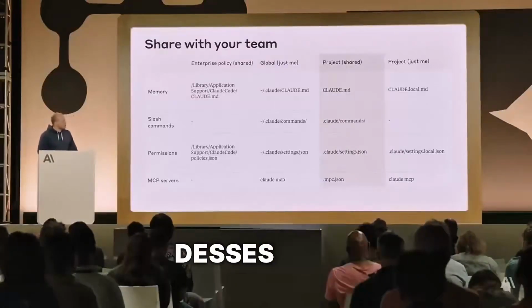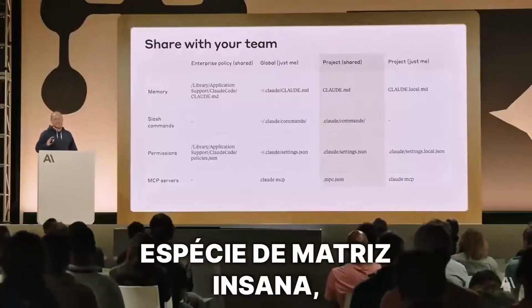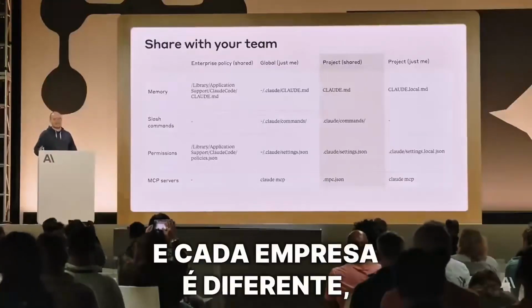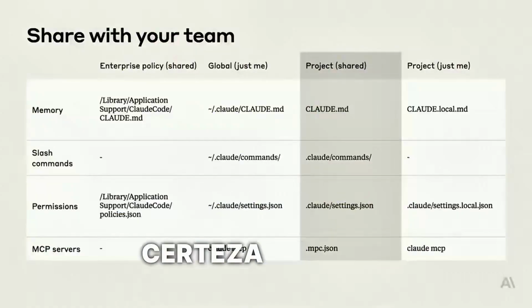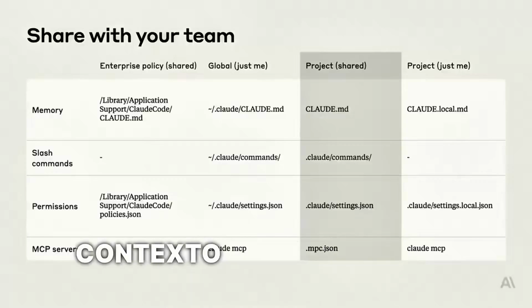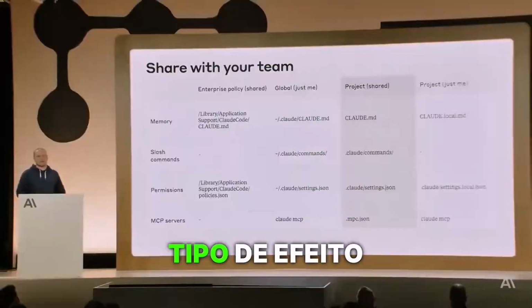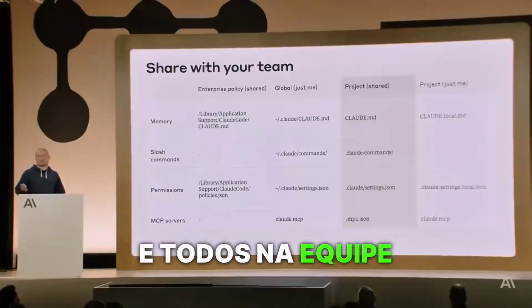If you're not sure which of these to use, this is kind of an insane matrix because we support a lot of stuff and engineer workflows are very flexible and every company is different. So we kind of want to support everything. So if you're not sure how to get started, I would recommend start with shared project context. You write this once and then you share it with everyone on the team and you get this kind of network effect where someone does a little bit of work and everyone on the team benefits.